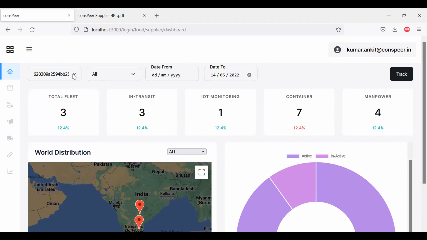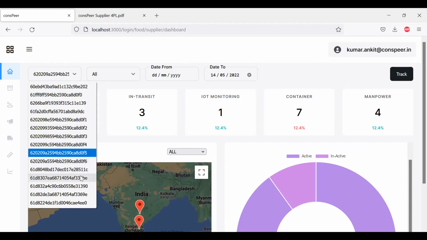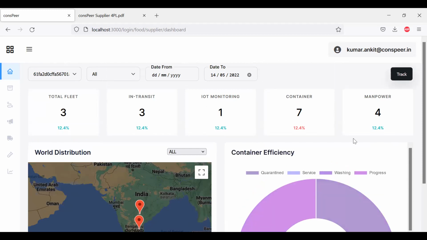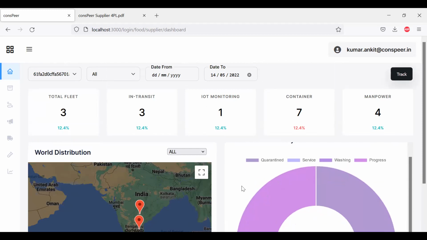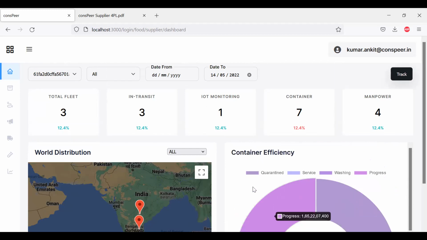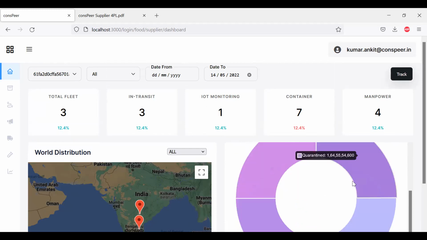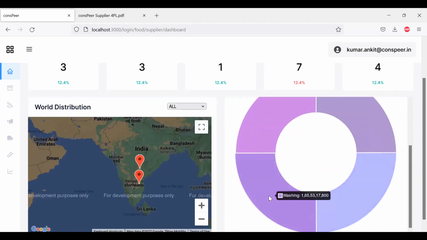So if I go by 11 DC, this is a container. Let's click on that. So it is making changes at that time, I think. So it's quarantine. These are in seconds, real time data. These are being taken over the period of 6 months.